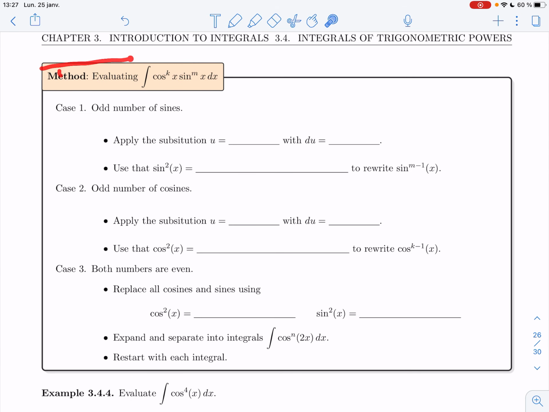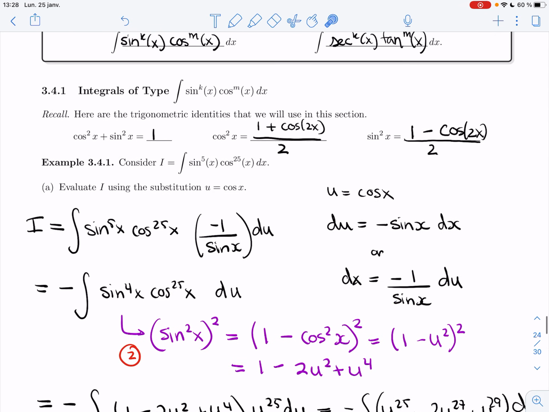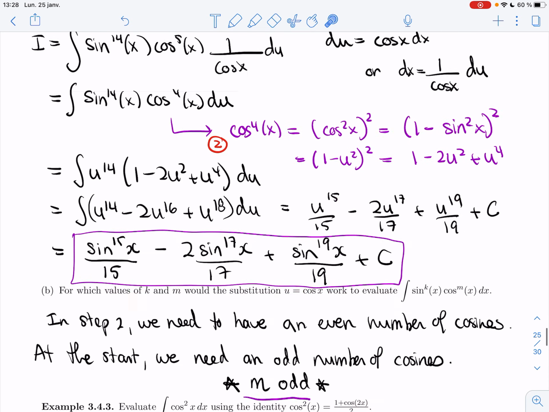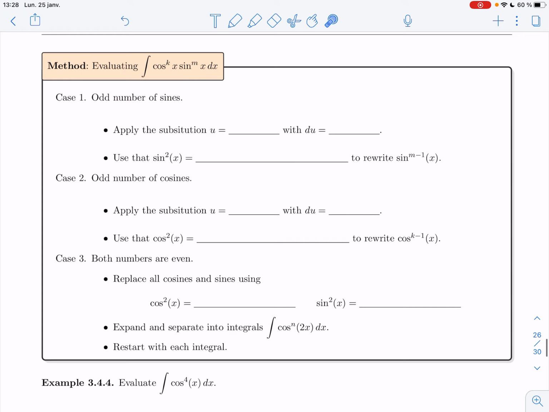All right, so let's write this out. Method for evaluating cosine to the k, sine to the m. Wait, let me check just one thing. Yeah, they're backwards. I'm going to switch them. So here you'll see in your notes sine, cosine, because it matches what's above. Just notice the change.